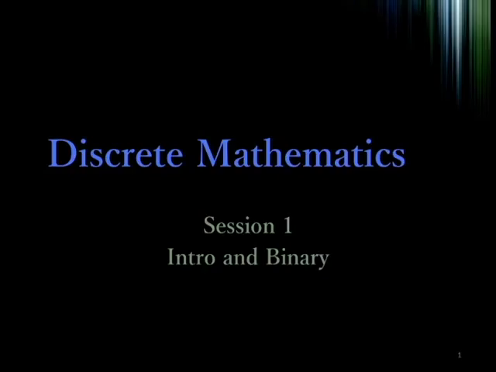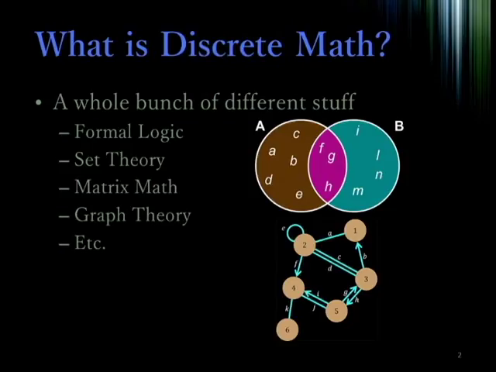The goal of this course will be to give an overview of all the important concepts that I feel discrete mathematics can offer a beginning computer scientist or programmer. Let's begin. Discrete math is a set of different branches of mathematics. This includes formal logic, set theory, graph theory, etc.